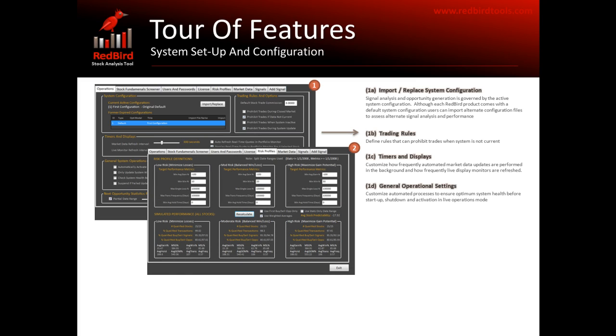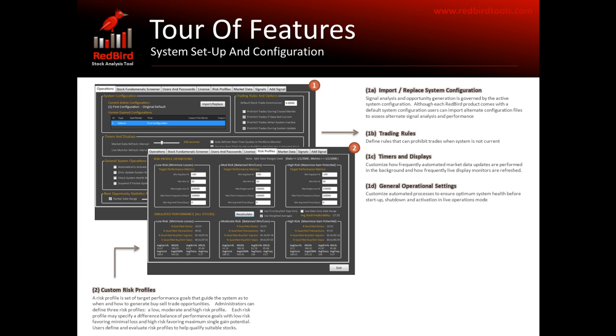Users can define risk profiles for low, moderate, and high risk. A risk profile is a set of target performance goals that guide the system as to when and where to generate buy-sell opportunities. Administrators can define a low risk, moderate risk, and high risk profile. Each profile may specify a different balance of performance goals, with low risk generally favoring minimal loss and high risk generally favoring maximum potential gain.